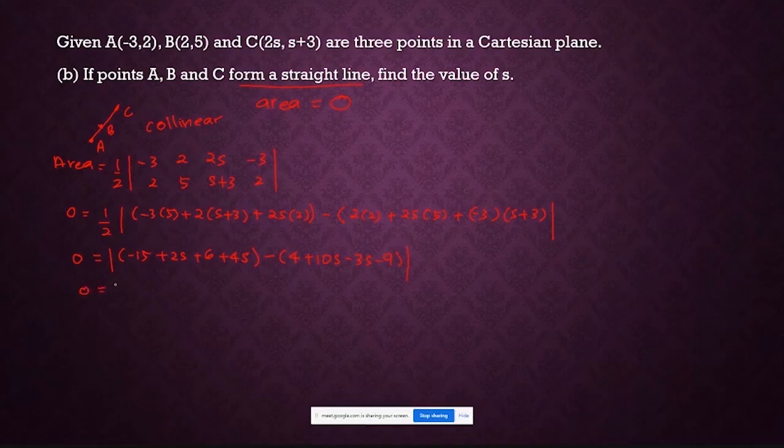So 0 equals the first part, negative 15 plus 6 is negative 9, plus 6s. The second part: 4 minus 9 is negative 5, plus 7s. So we open the bracket and combine all the terms: negative times negative gives plus 5 minus 7s.